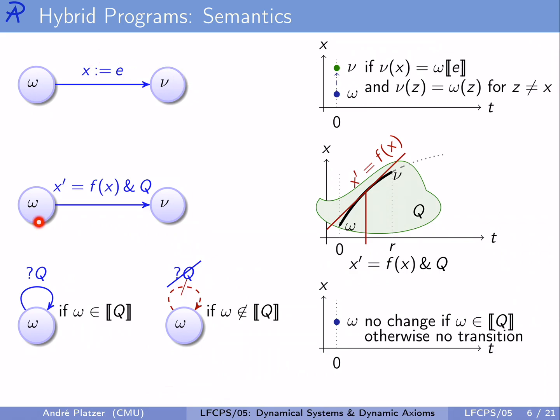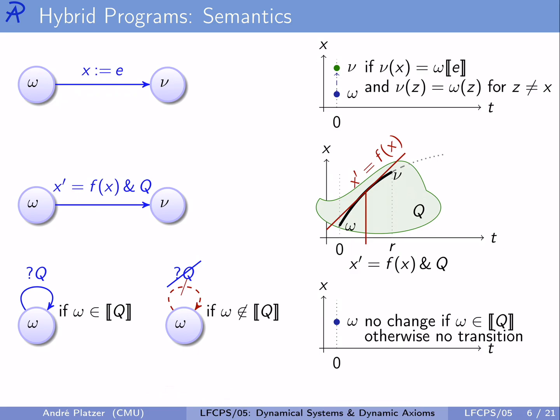The meaning of a differential equation is that it also takes us from an old state omega to a new state nu, but all of a sudden there's lots of those new states. Well, those states that we can get to from the initial state omega to the new state nu by following the differential equation at every moment in time, and also residing within the evolution domain constraint for every moment in time.